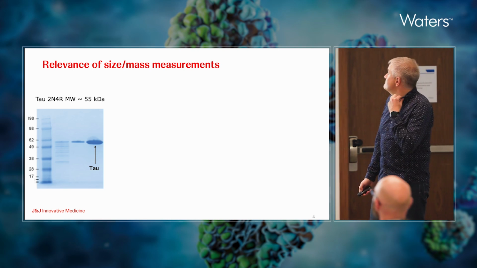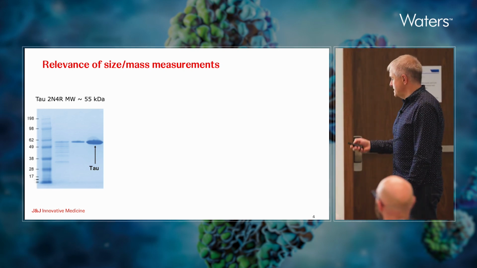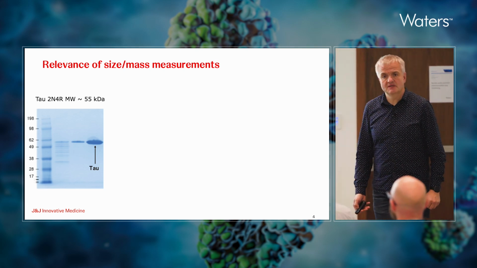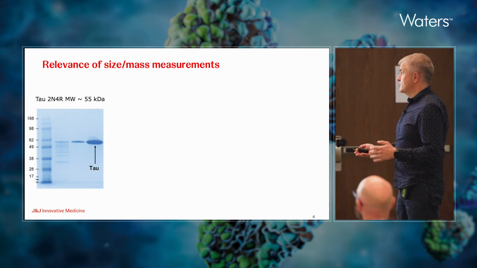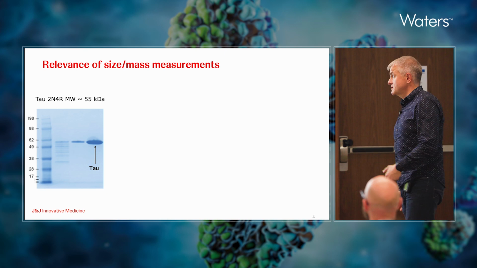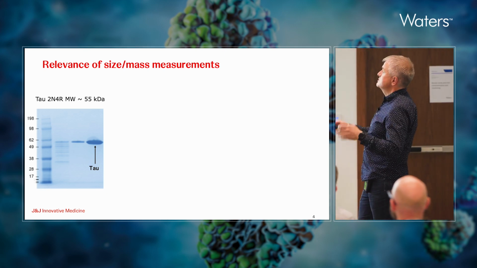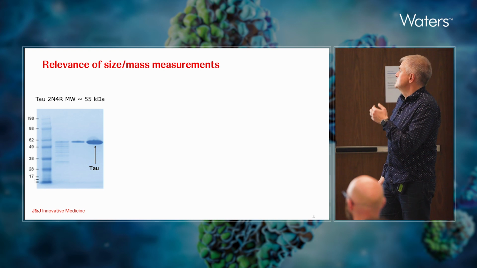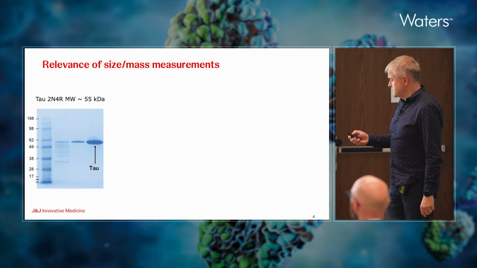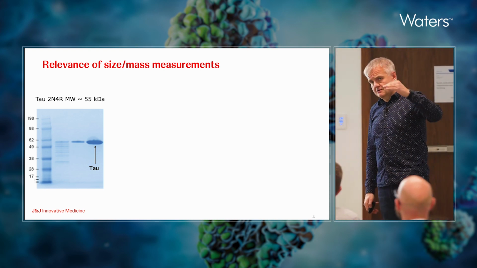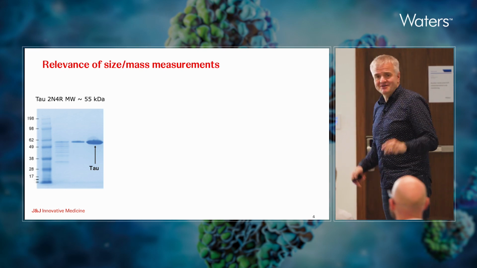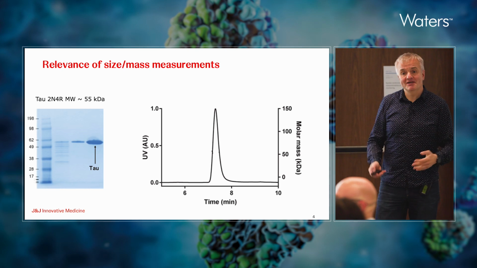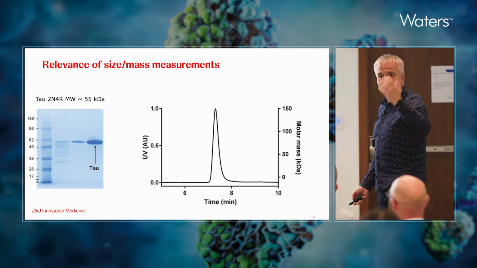So let's start from the beginning. This is a tau protein. It's one of the culprits associated with Alzheimer's disease. In its cellular form, it's supposed to stabilize microtubules, and it comes in 6 isoforms. This is the longest isoform with 2 N-terminal inserts and 4 microtubule binding units. And if we run the highest resolution in analytics, SDS page, the protein is fine, right? You get the right band, so you're celebrating.